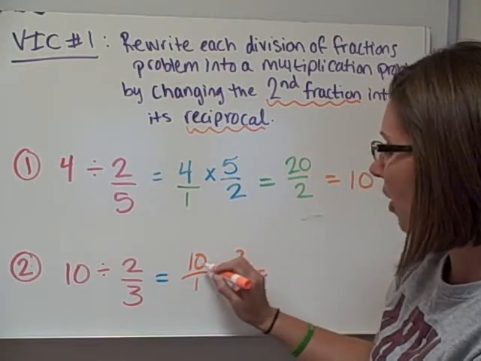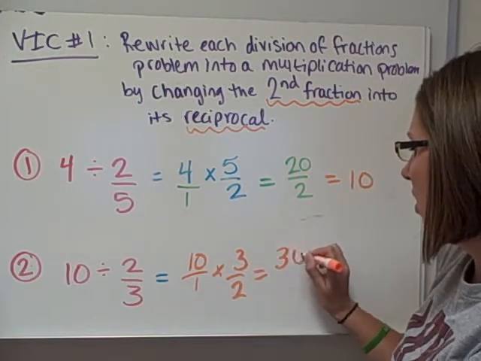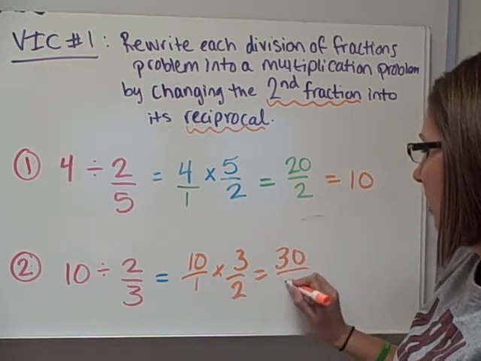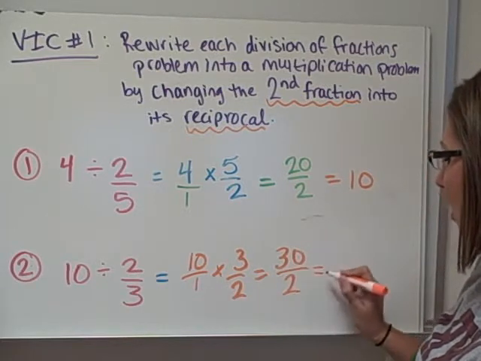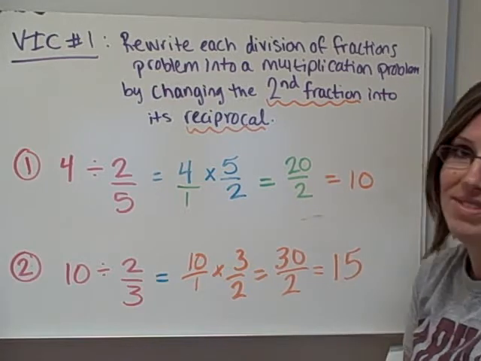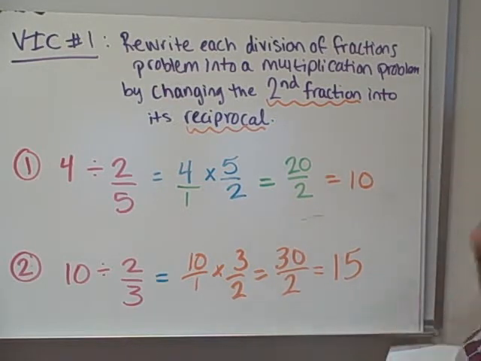Remember, I multiply the numerators. 10 times 3 is 30. 2 times 1 is 2. 30 divided by 2 is 15. 15 is my final answer.